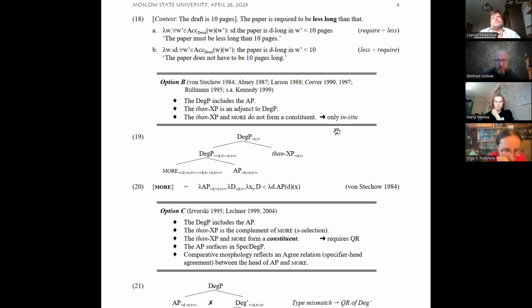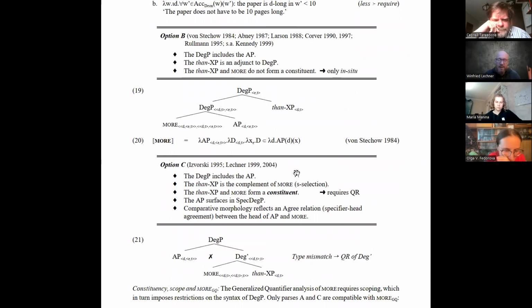A second option, as far as the structure goes, looks as follows. Here we reverse the order. Here we assume that the functional category is containing the lexical category, and this particular option B assumes that the degree phrase has an adjunction site to which we attach the than phrase. This is an option that we will return to in a second. The reason why we don't want to go into the details right now is that it's very similar to option C, a third option.